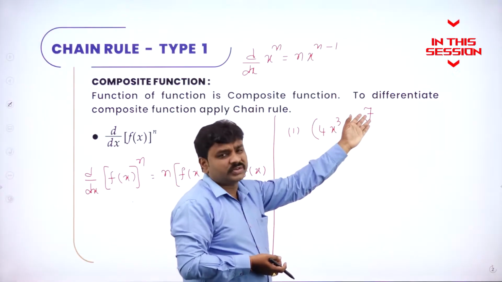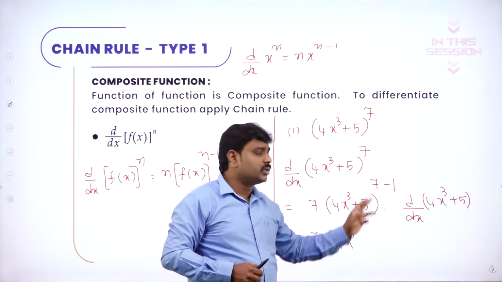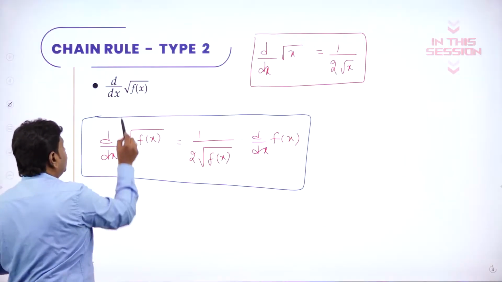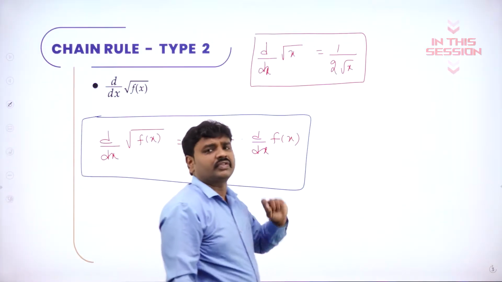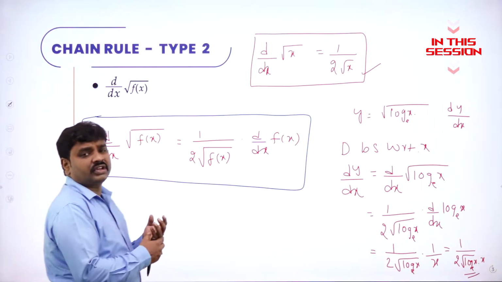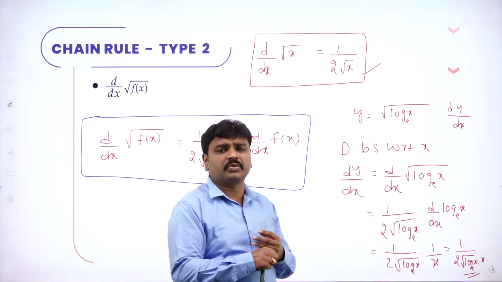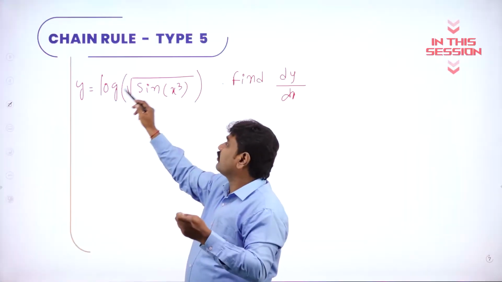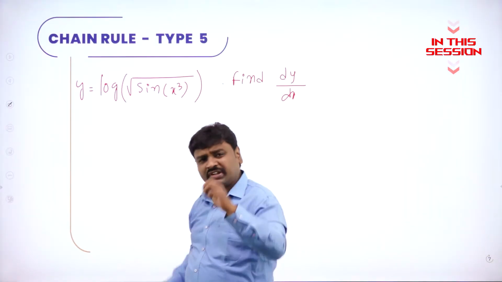Here, whole power 2 means a plus b the whole square increase into d by dx of internal function. What is internal function? 4x cube plus 5. 1 by 2 root of x into d by dx of f of x. Two types we have done. One is f of x power n. What is differentiation of f of x power n? N into f of x power n minus 1 into d by dx of function. It is a composite function.